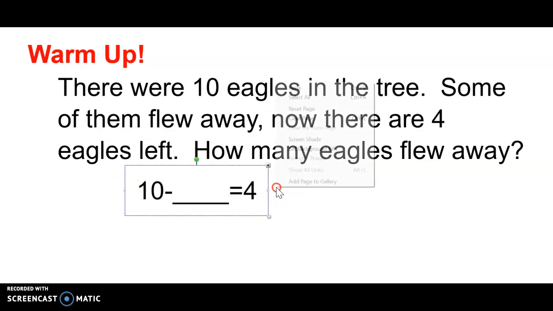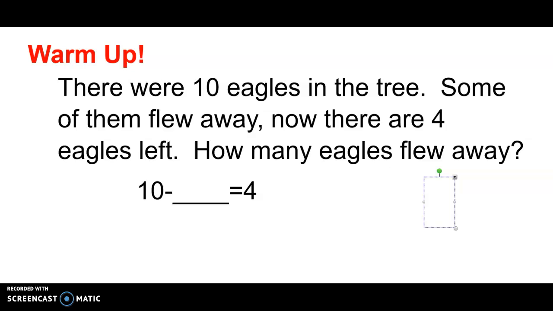Okay, so 10 is the total. So if we were going to make a math mountain, 10 would go at the top. 4 is the partner that we do know. And we're looking for the missing partner. See if you can figure it out. Don't forget the label.